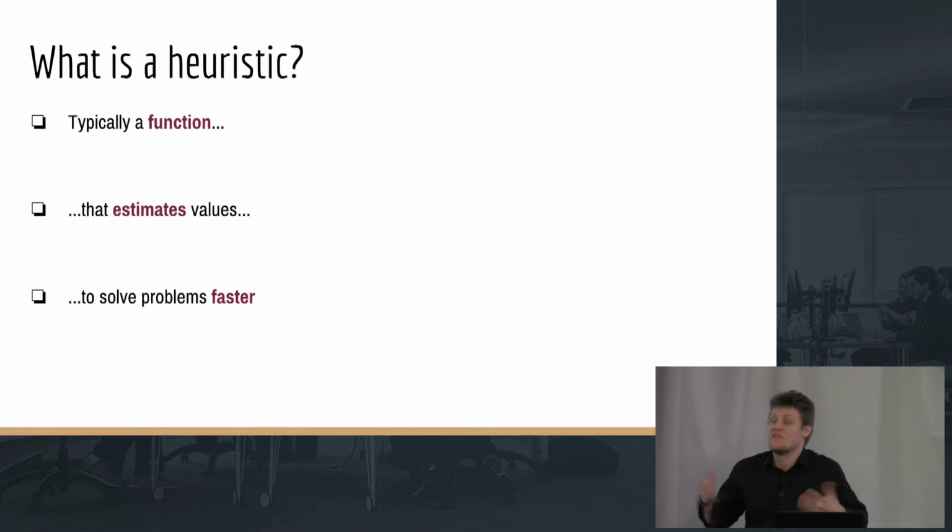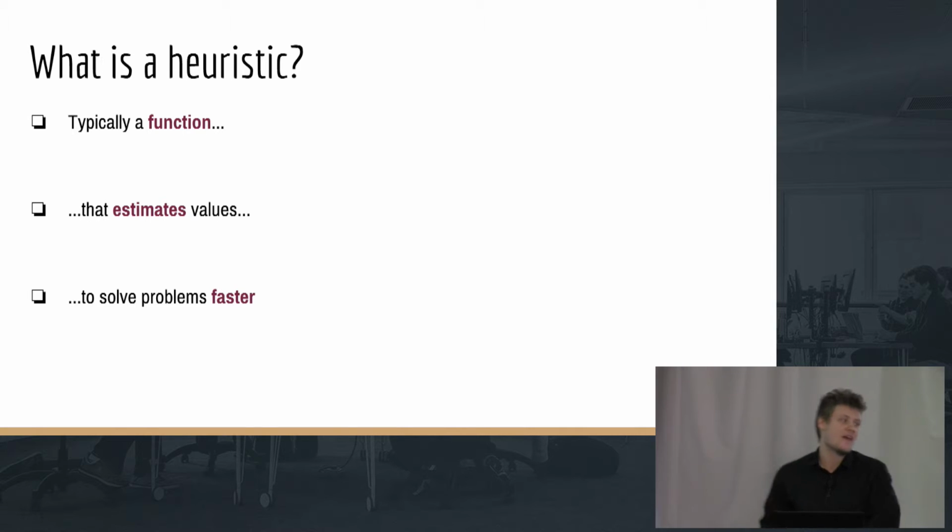In the field of computer science, a heuristic is a technique that's usually implemented through a function that helps you solve problems faster. And how does it do that? By estimating values. In our case, for pathfinding, it estimates distances or costs.